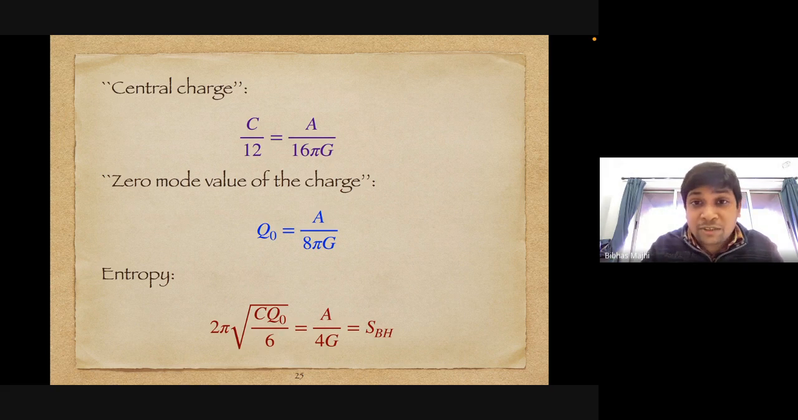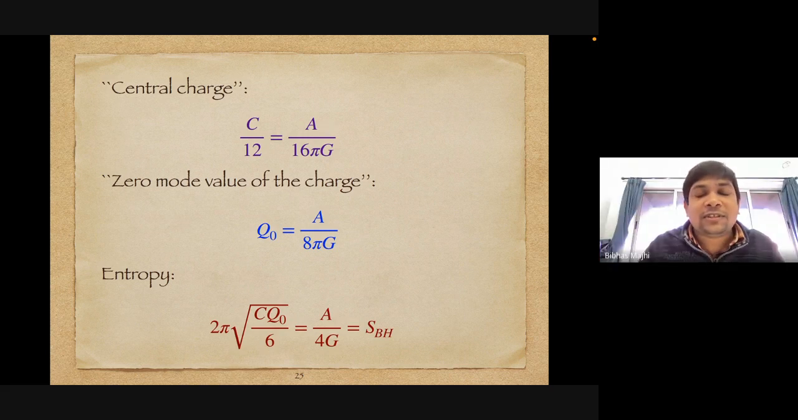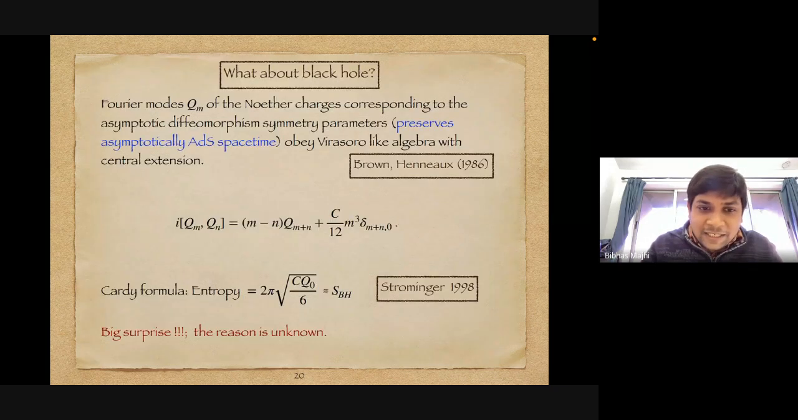This H bar you can actually handle by dividing this Q naught by H bar, putting H bar here and on the upper. Elevating the classical algebra to the quantum commutators. In quantum, this Virasoro algebra is a completely quantum calculation. Here I am doing a classical calculation. That's what I am saying, that it's a big surprise why it is happening. But the thing is that it gives something like entropy.